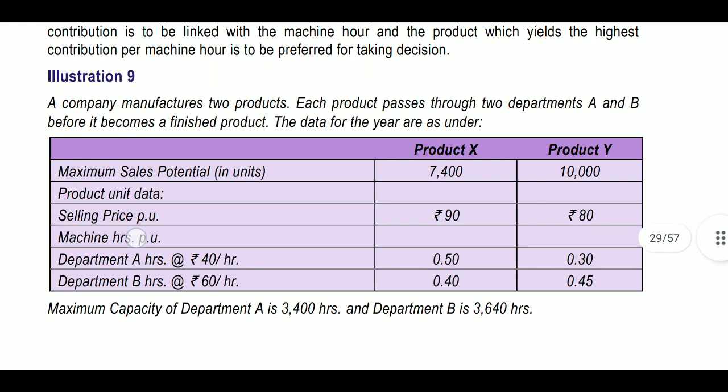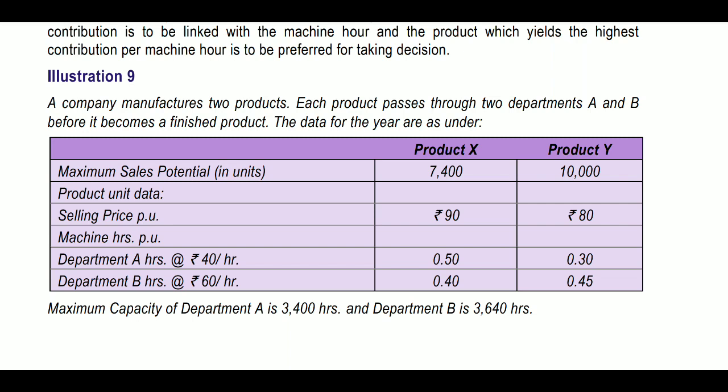A company manufactures 2 products, that is, each product passes through 2 departments, A and B, before it becomes a finished product. The data for the year is as under. We will go with ranking for the products, then we will get the answer. If the rank is high, we will select that in the product mix.